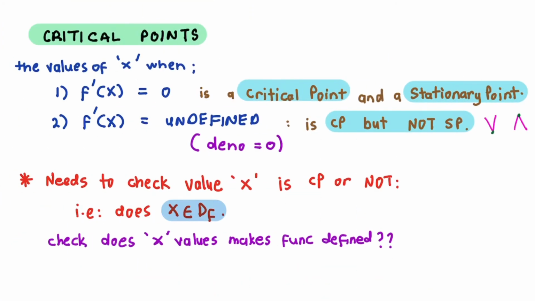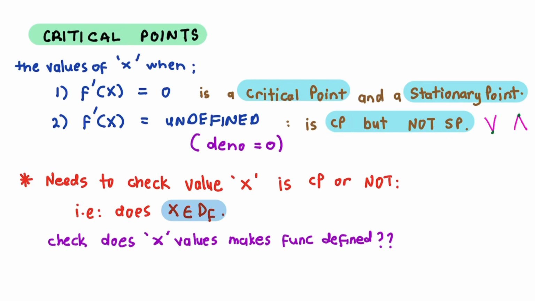So now let's see the notes here. We can get critical points when we find f'(x) and equate it to 0, and then solve for x. So that point is your critical point. When f'(x) is equal to 0, the point is a critical point and is also a stationary point. However, we can find a point that is a critical point but not a stationary point.